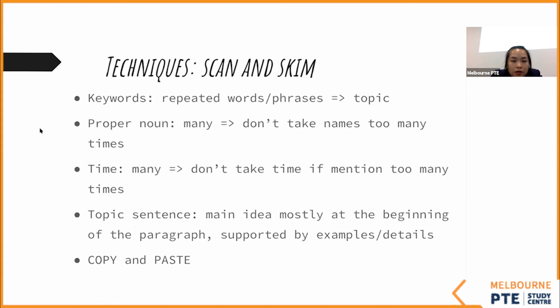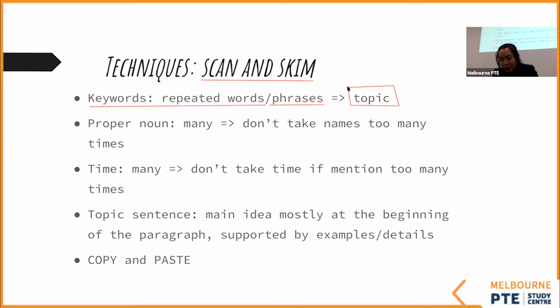So now the techniques. Because this is reading and writing, you need to read first before you write. You need to scan and skim the paragraph. Now, what do you scan and what do you skim? When you are scanning the information, it is the same technique that you learned from reorder: repeated words, repeated information. That's how you know the topic of the paragraph. So these are the reading techniques.